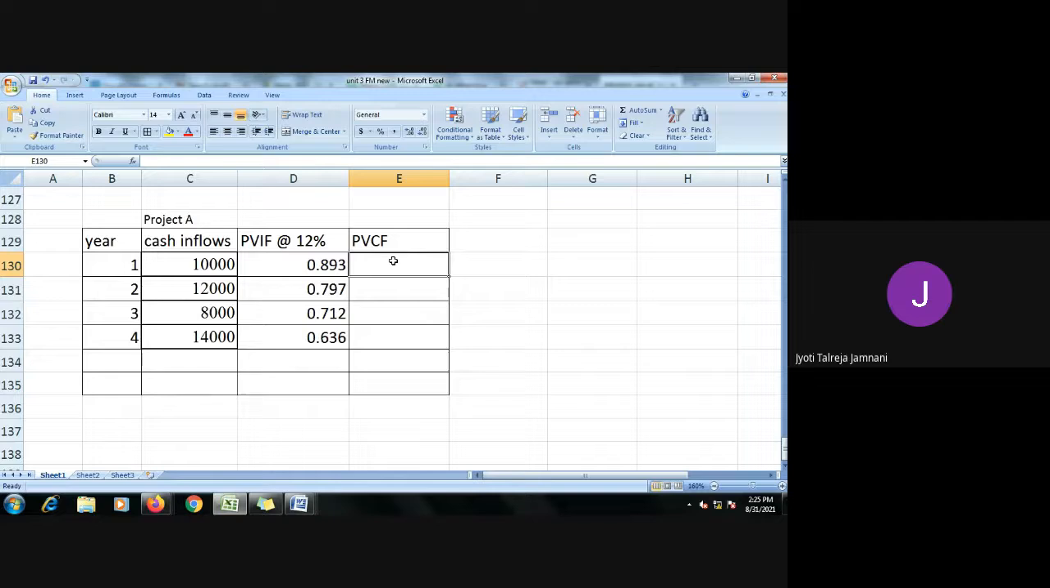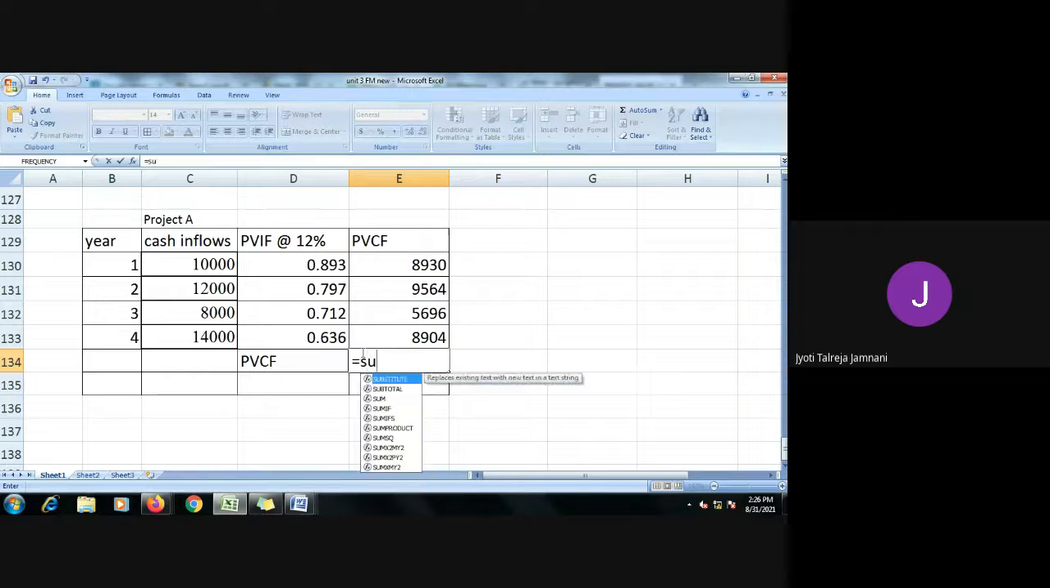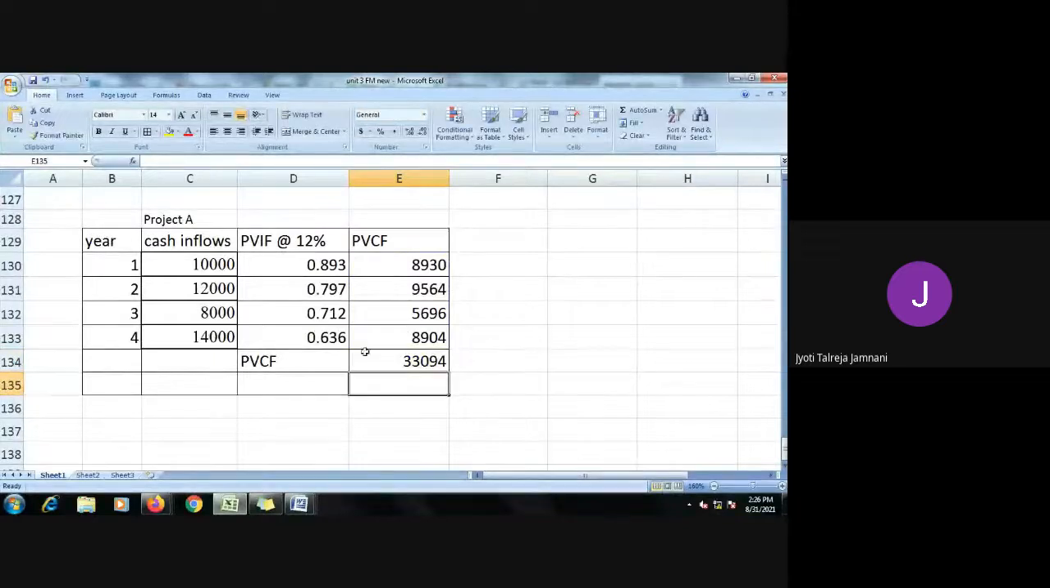Now what we'll do is we'll multiply the present value of the cash inflows with the present value interest factor to get the present value of cash flows. So 10,000 into 0.893, we get 8,930. 12,000 into 0.797, we get 9,564. And so on, we get the other cash flows as well. Now we'll find the total. So present value cash flows is equal to the total of all these cash flows, which is 33,094.